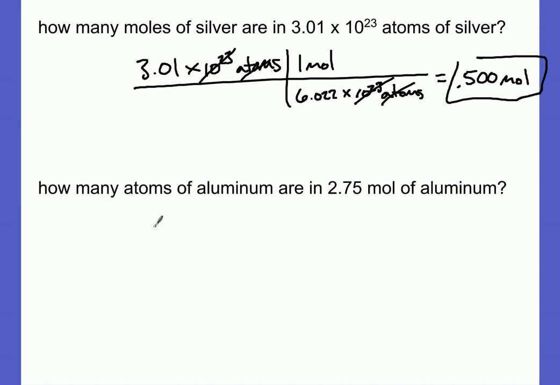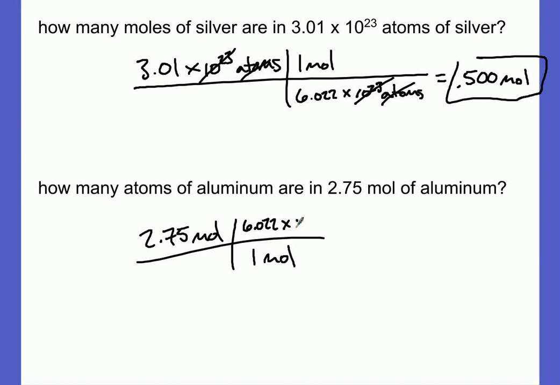Whereas this next one is just a flip again. If I start with moles, I can find out how many particles there are in that sample, right? So I want to know how many atoms of aluminum. So I know that I'm talking about a conversion here. 1 mole is 6.022 times 10 to the 23rd atoms of anything, right?